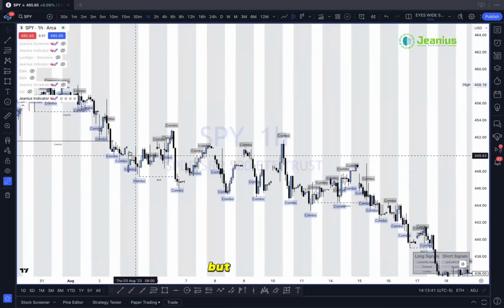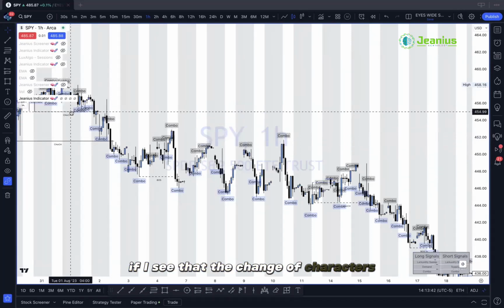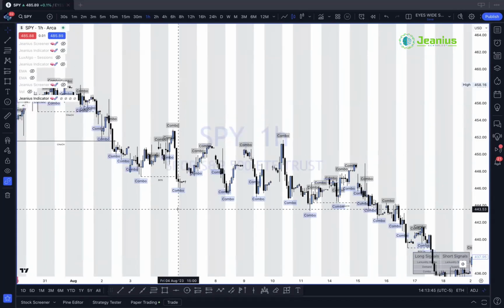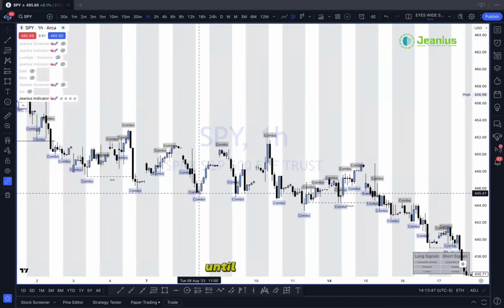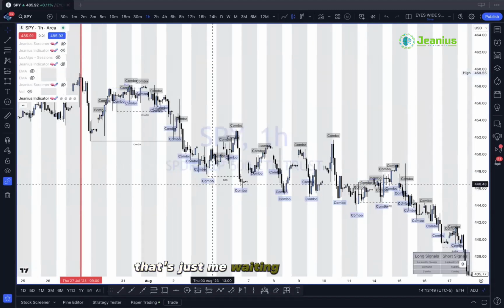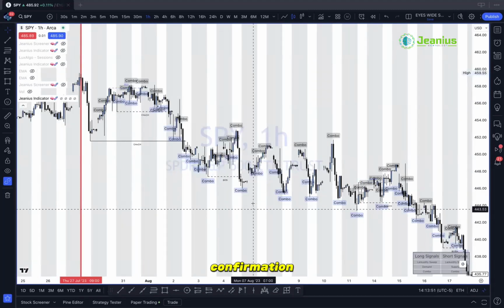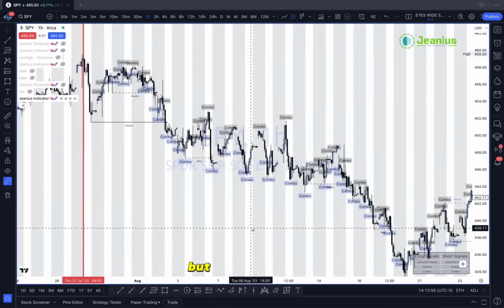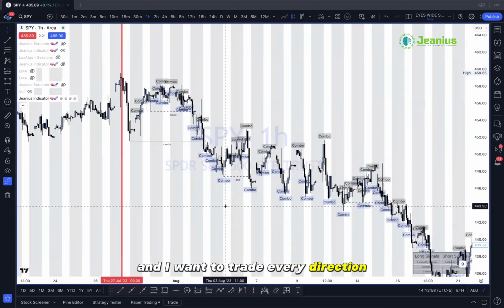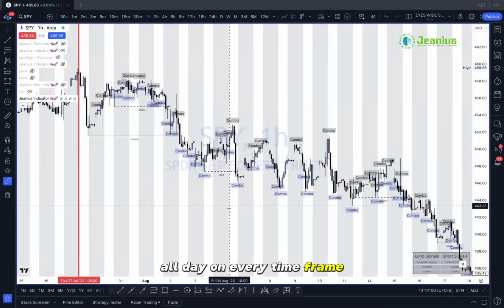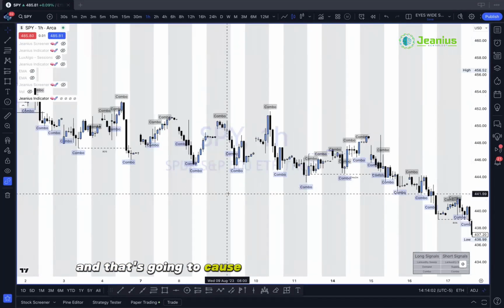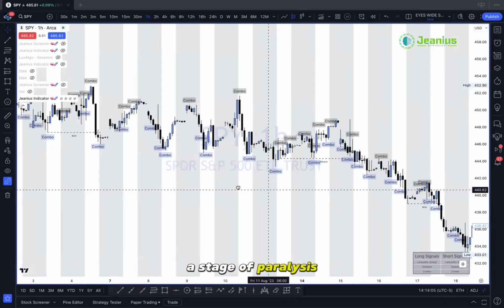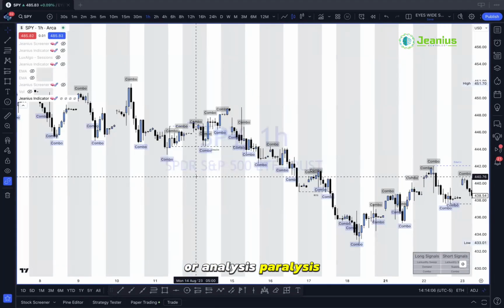That's on you. But right now, if I see that the change of character is happening to the downside, then I'm really only looking for sales, just me waiting for that legit confirmation. That makes me more patient. I can get some good trades like that. But if I'm impatient and I want to trade every direction, every single day, all day on every time frame, you're doing too much. And that's going to cause you to go through a stage of paralysis, or analysis paralysis, what they call it.